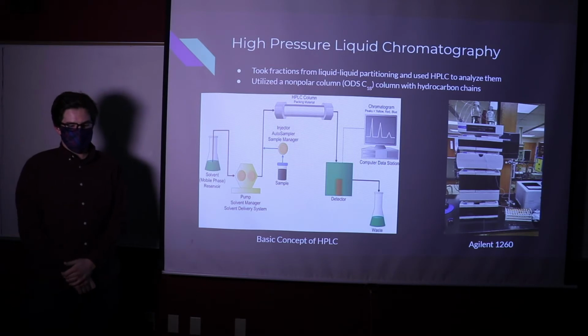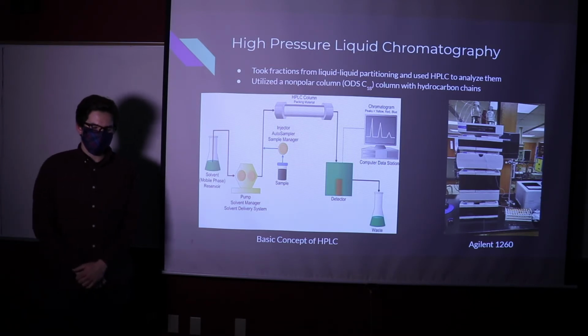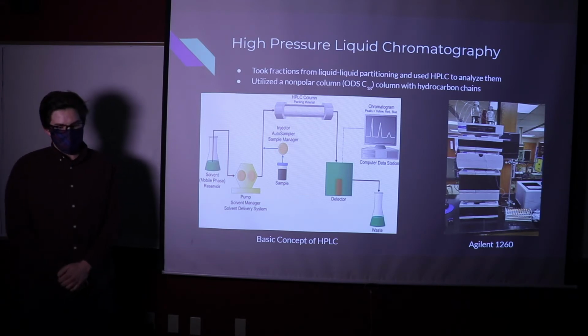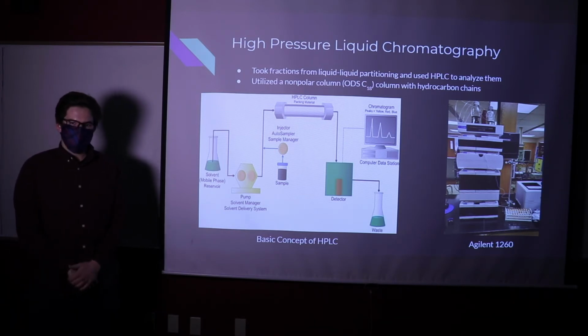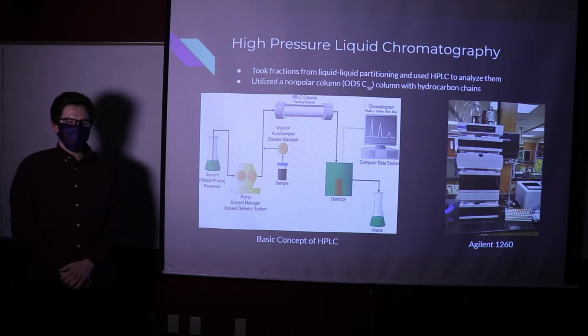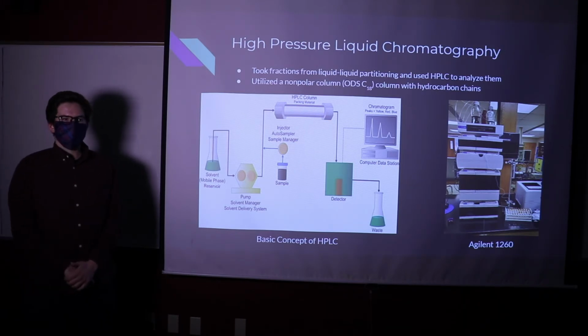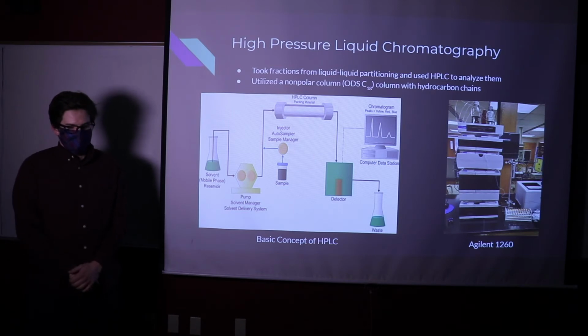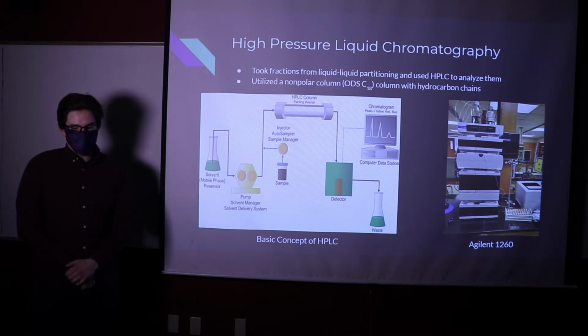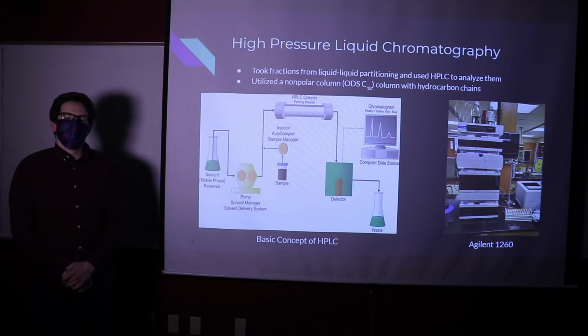What I would do with these samples next was I would inject them into the HPLC, and what this essentially does is it injects them onto a column that has solvent flowing through it. The column I used was nonpolar, so what that means is that nonpolar compounds in the sample will elute off the column more slowly than a more polar compound would. After the compounds elute off the column, they are detected using the detector you can kind of see here in the diagram on the left.